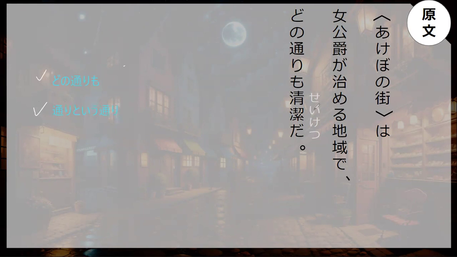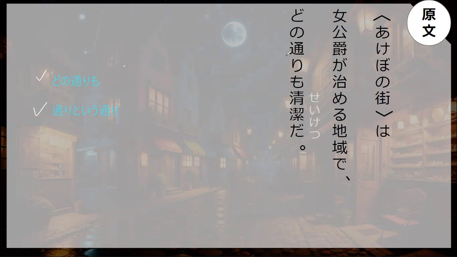All of the streets. Any of the streets. Whichever street you look at, they're going to be seiketsu, clean. Interesting, they did not use kirei, pretty. It's also clean. Yep. So whichever, every single street is pretty and clean.